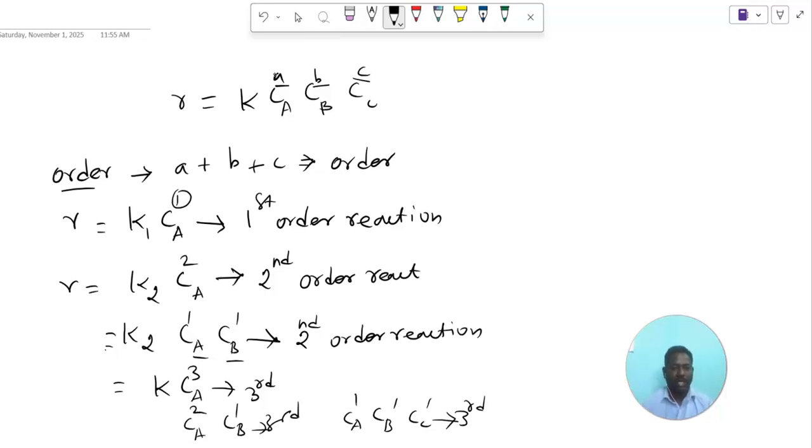So once again I am recalling what is the rate of the reaction. The rate of reaction is defined as the decrease in the concentration of reactant in a small interval of time. So that can be mathematically given as minus dCA by dt. Here the minus sign indicates the decrease in concentration of reactant. In terms of product, dCP by dt. Here the positive sign indicates increase in the concentration of product.